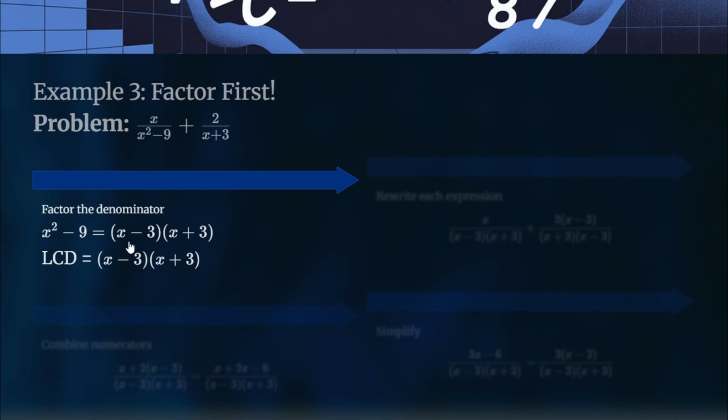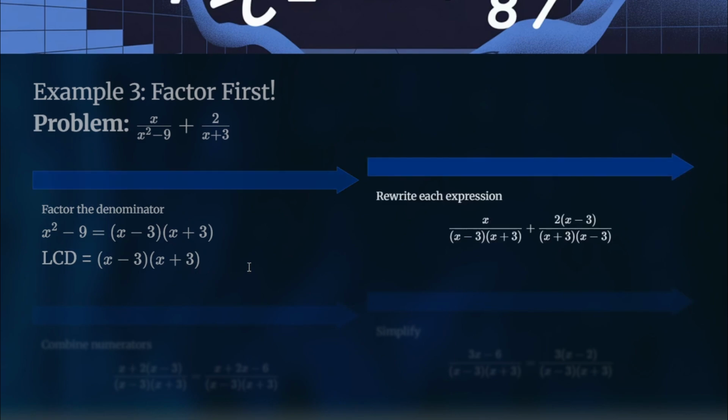If we use the FOIL method to check it, x times x is x squared, x times 3 is 3x, minus 3 times x is minus 3x, so our two middle terms cancel out, and negative 3 times 3 is negative 9. So in this case, since I have x minus 3 and x plus 3 as my denominator for my first term, and x plus 3 as my denominator for my second term, the least common denominator is x minus 3 times x plus 3.